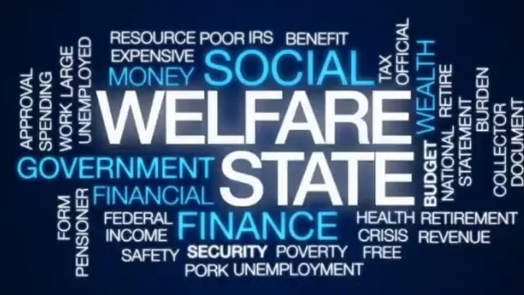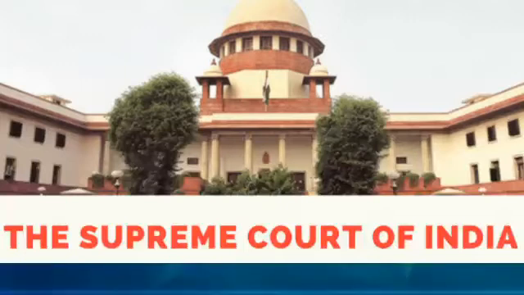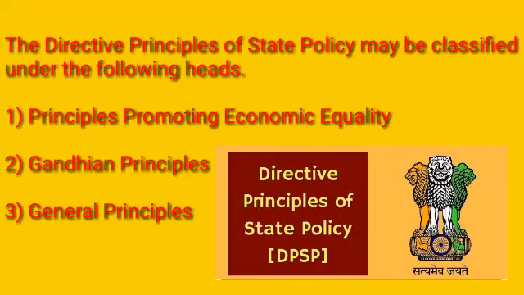These principles aim to establish a welfare state, children. A citizen cannot go to court if the directive principles are not followed by the government, children. Directive principles are therefore non-justiciable. The directive principles of state policy may be classified under the following heads. 1. Principles promoting economic equality. 2. Gandhian principles. 3. General principles. Now let's learn about them.